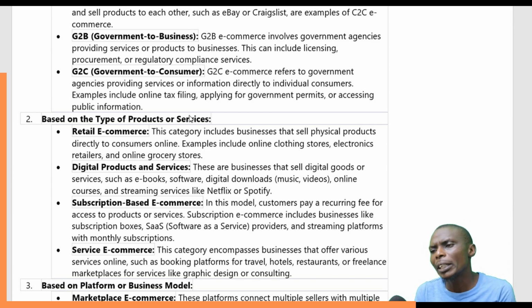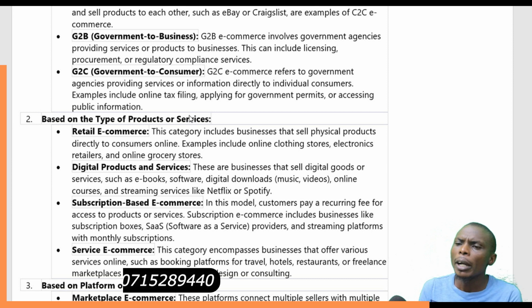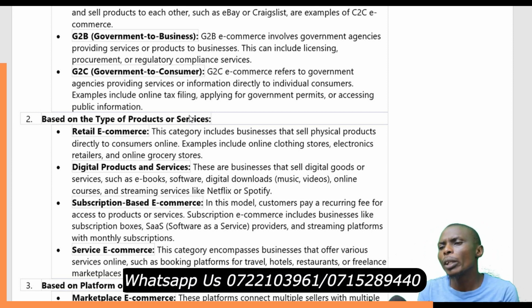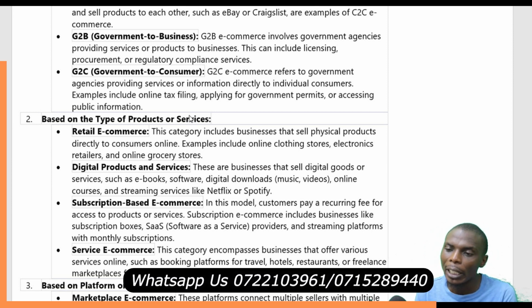We also have service e-commerce. So this category includes businesses that offer various services online. So it could be booking platforms for travel, hotel, restaurant, air reservation systems. All these ones that provide services online can be categorized under this.